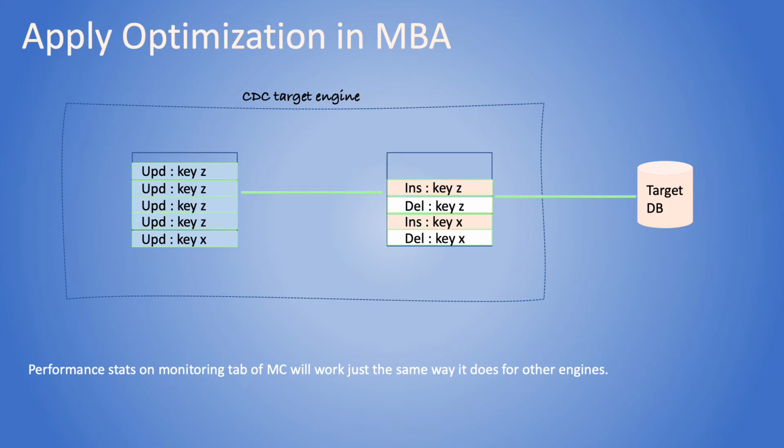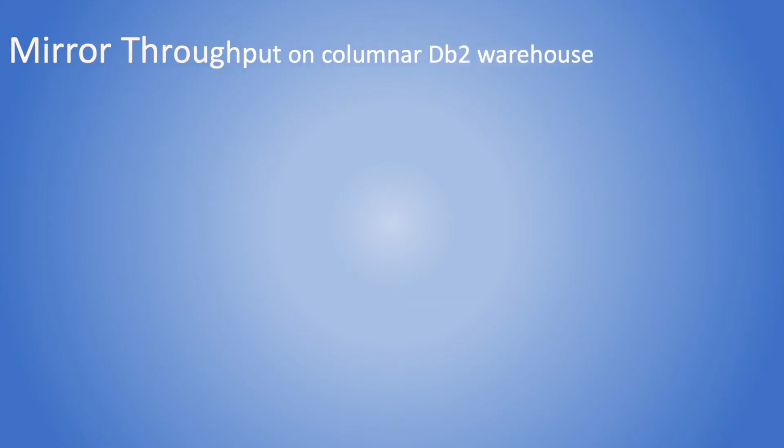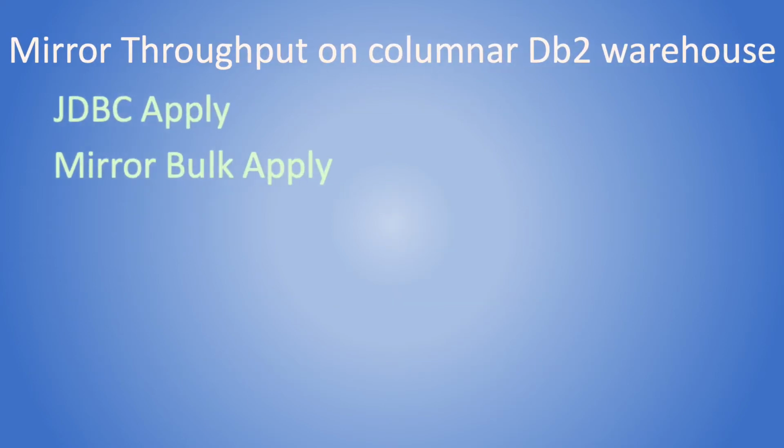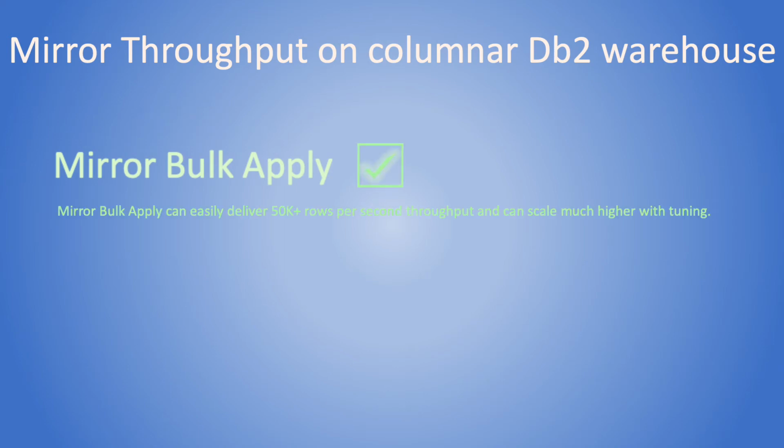Hence, it is advisable to allow accumulation of operations as much as possible, which is controlled by latency threshold that we will see in a few moments. The numbers of insert, update, and deletes on the performance tab of Management Console will continue to display the actual number of IUD operations. For warehouse target, JDBC apply is no match for mirror bulk apply. We must use MBA as much as possible when warehouse is the target.